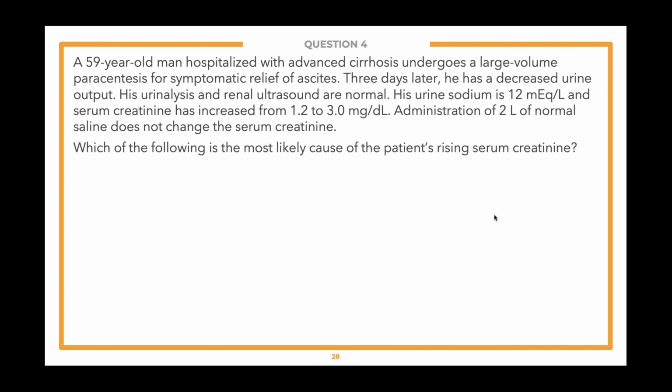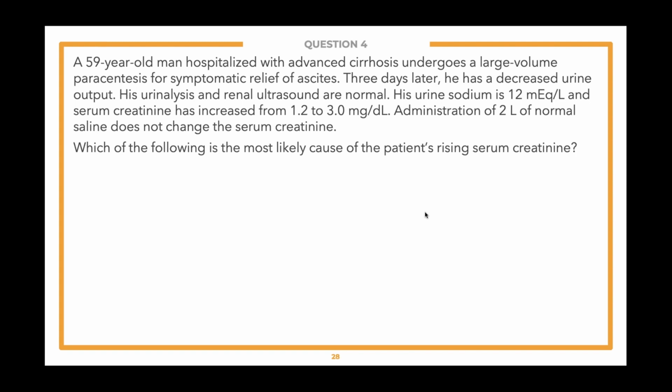A 59-year-old man hospitalized with advanced cirrhosis undergoes a large volume paracentesis for symptomatic relief of ascites. 3 days later, he has a decreased urine output. His urinalysis and renal ultrasound are normal. His urine sodium is 12, and serum creatinine has increased from 1.2 to 3. Administration of 2 liters of normal saline does not change the serum creatinine. Which of the following is the most likely cause of the patient's rising serum creatinine? Paras.